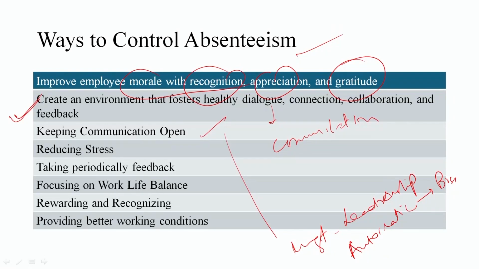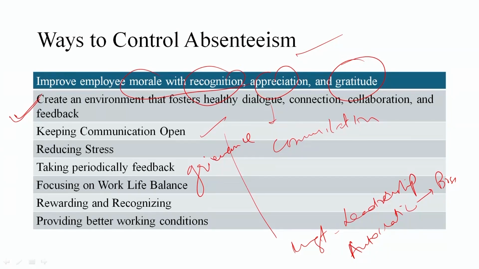Then taking periodical feedback is important to identify their grievances, and we know that as soon as a grievance is identified, it should be nipped in the bud. And of course, focusing on work-life balance basically means that people have to be happy and satisfied. The kind of salary that they draw, the kind of conditions in which they work, the kind of work they are supposed to do, maybe the culture in which they are working, all those things will definitely help people in maintaining work-life balance.